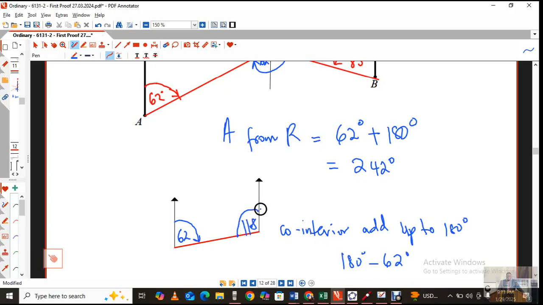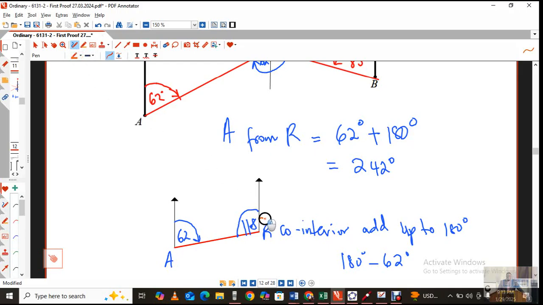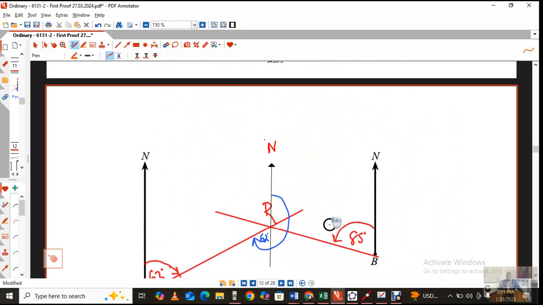Are we together? Now, if this is 118 degrees, my A was here, my R is here, and I am looking for this bearing from the north line here all the way up to here, then I can say, 360 minus that 118, guess what you get? You get the same answer. So that's also another way that you could have solved that. Okay, let's go to the other one.